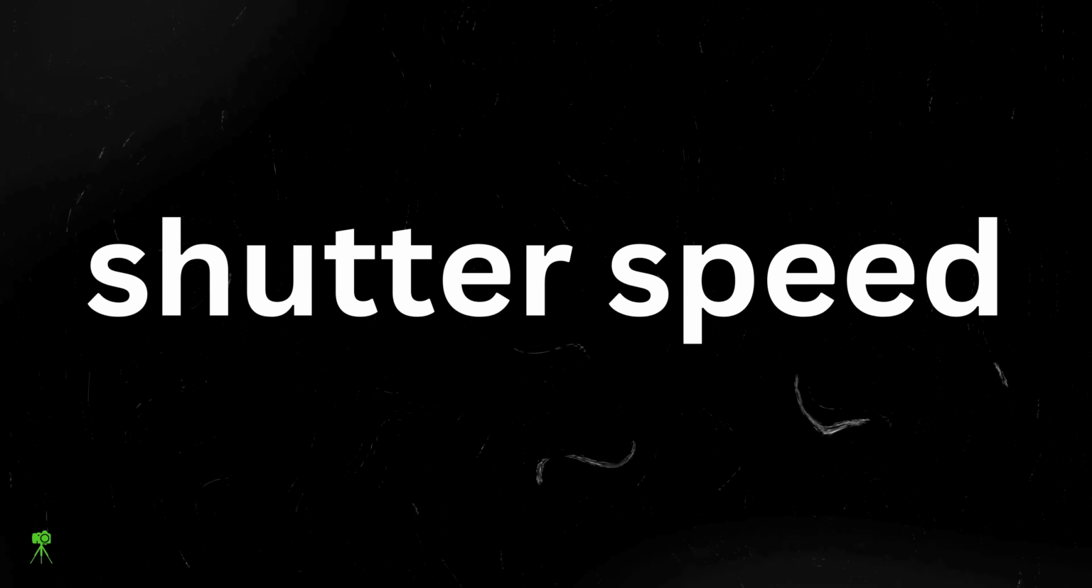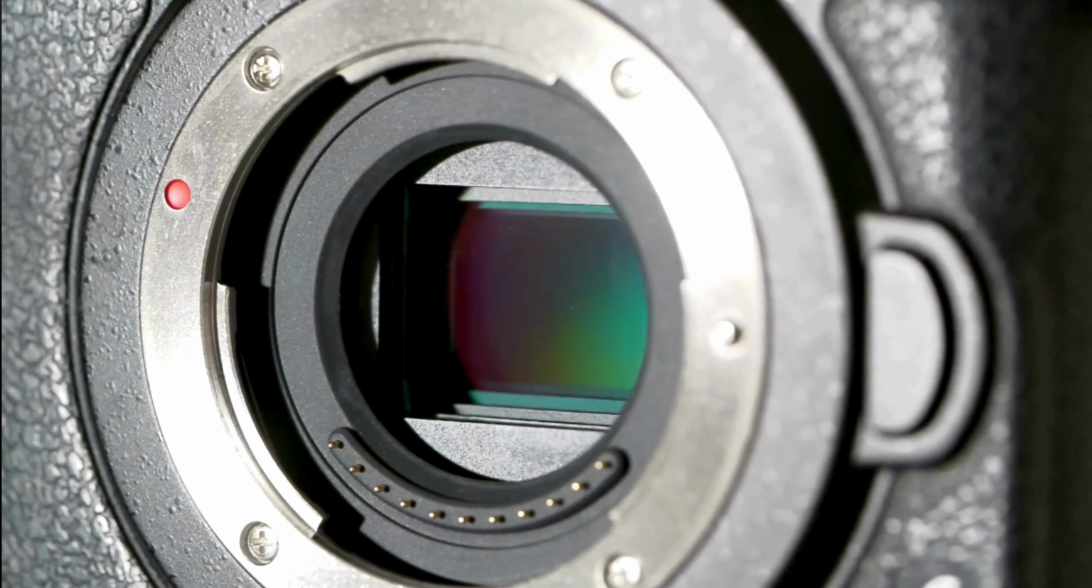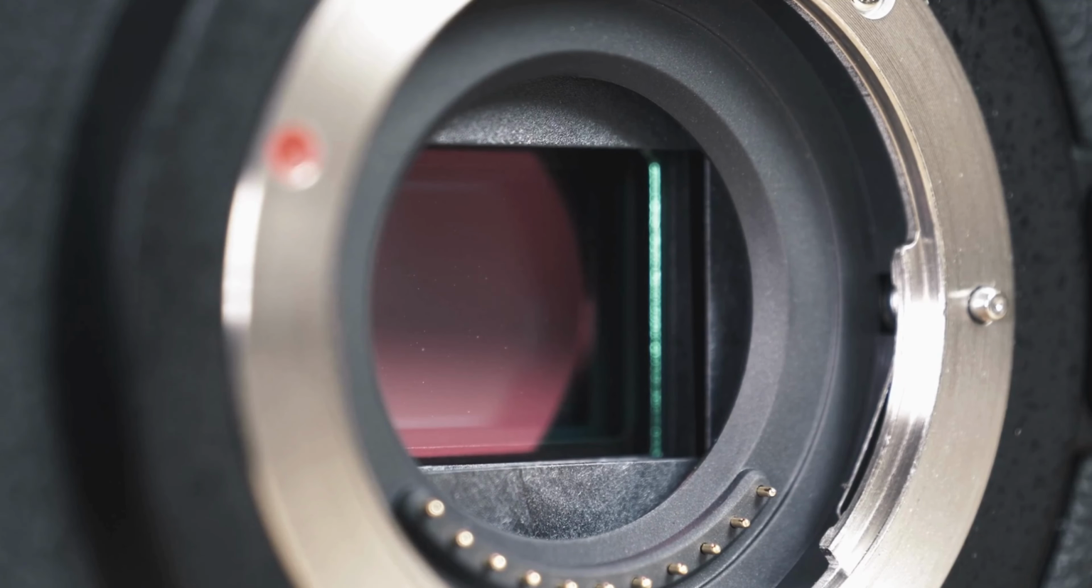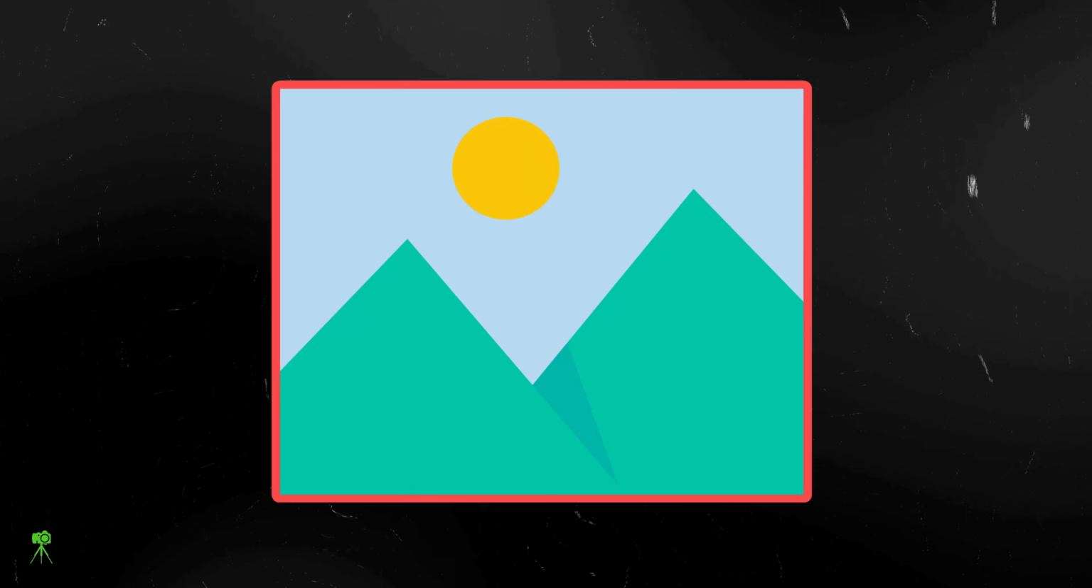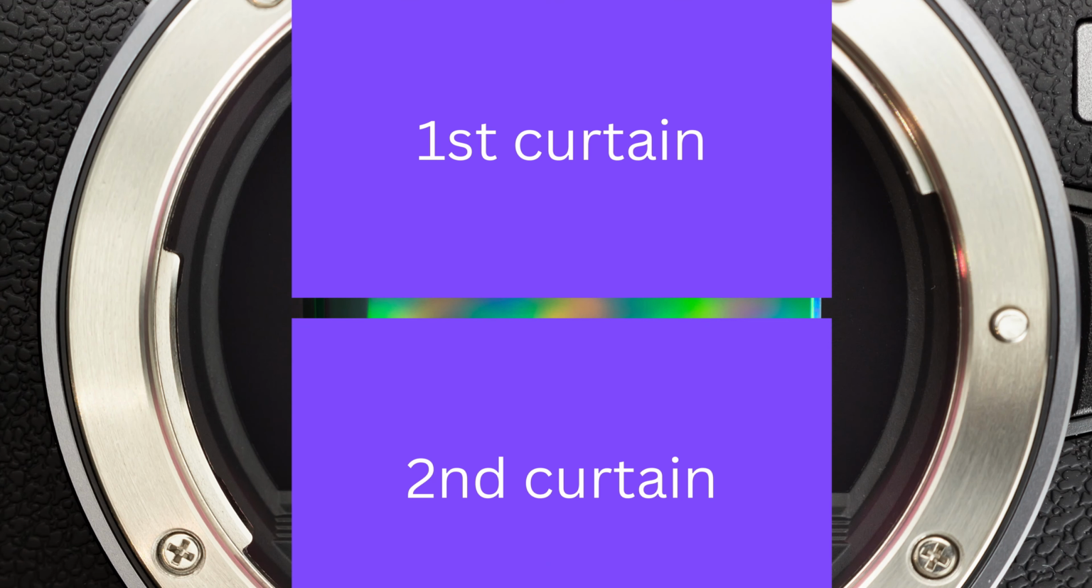What is shutter speed in photography? The shutter speed determines how long the shutter remains open to let light pass through and reach the image sensor or film to create an image. The shutter is made with two curtains or blinds.